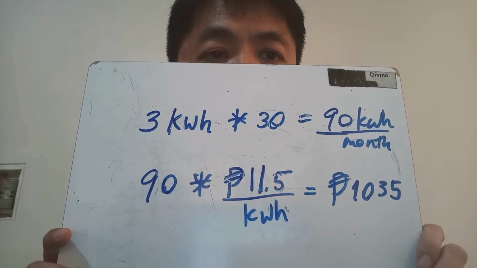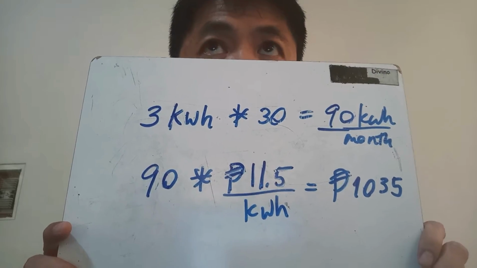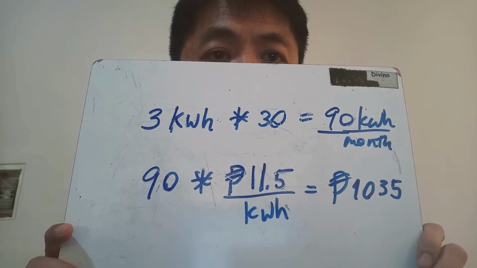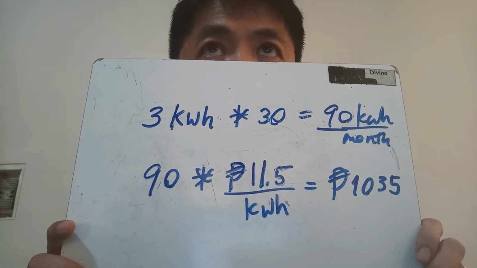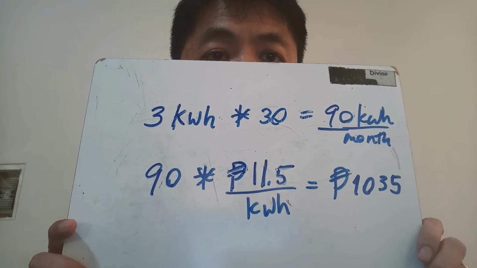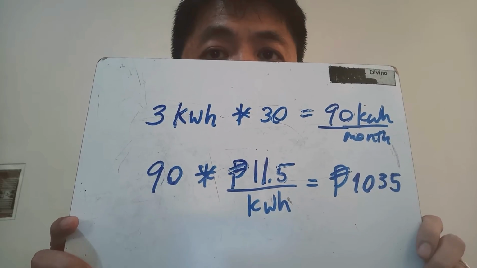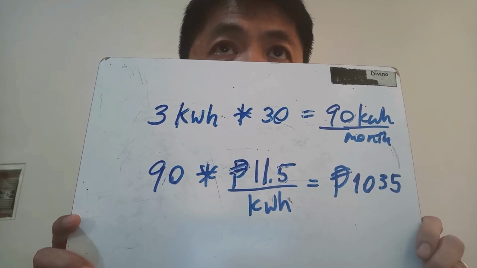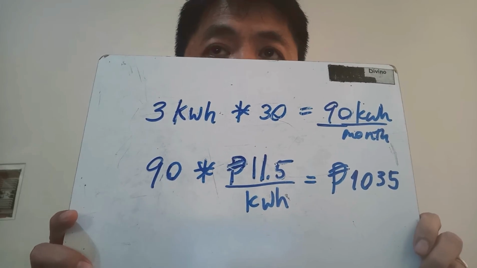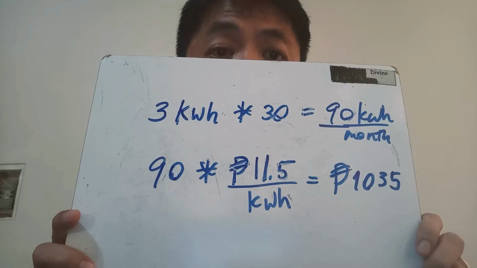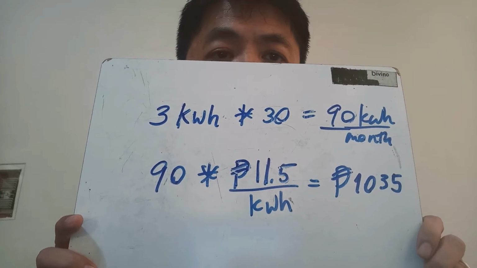So how do you lower that? You can't lower the electricity rate of 11.5 pesos per kilowatt hour. You can't lessen the days that you use your ref. So the only way is to reduce the consumption of the ref. And there are newer ones right now that consume only 1 kilowatt hour per day. Those are the inverter type refs. So if your ref is already about 10 years old, maybe it's time to retire it and use the newer inverter type ref.